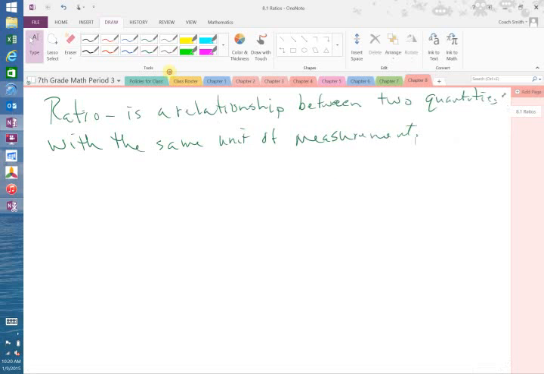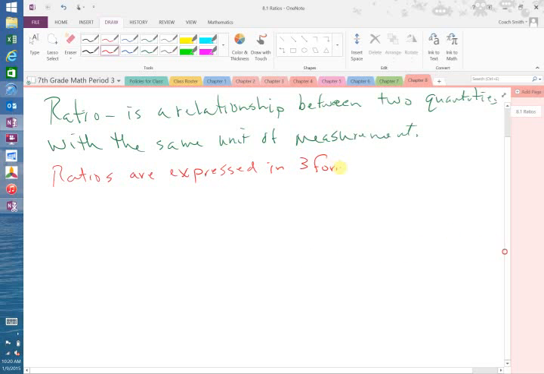Now, ratios are expressed in three forms. So if I have a ratio, the first form is 4 to 5. That's the first way you can express it. 4 with the word to, 5. The next way is 4 colon 5. And the last way is 4 over 5.